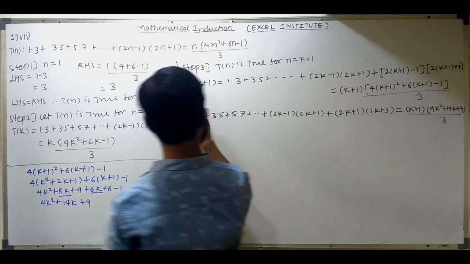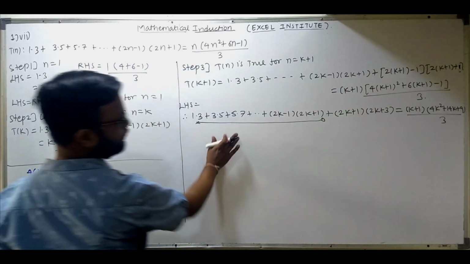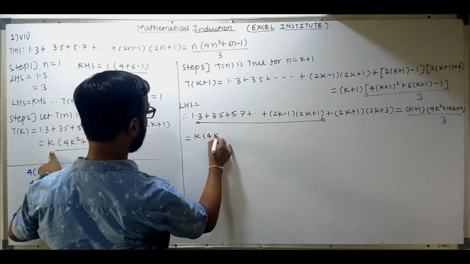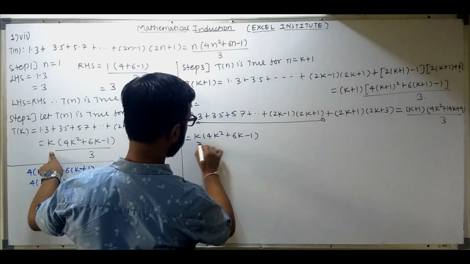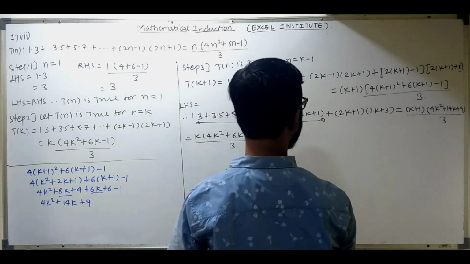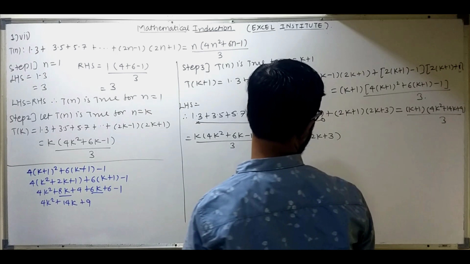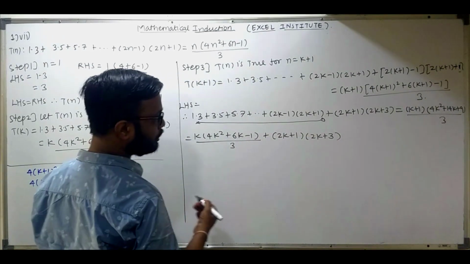So we'll start with the LHS, beta. Look at this part till here from step 2. This part is what, beta? This is nothing but k into 4k square plus 6k minus 1 upon 3, and this is what you will get, 2k plus 1, 2k plus 3. Fine. Nothing common. We can't take anything common now. Fine, then we have no other option but to open the brackets.